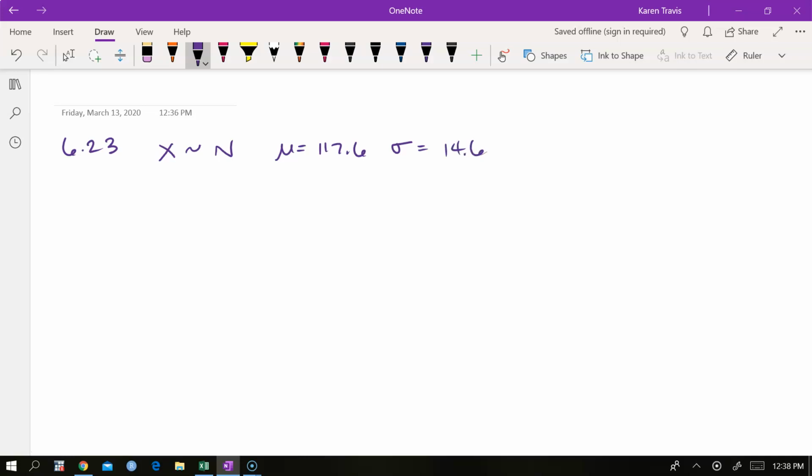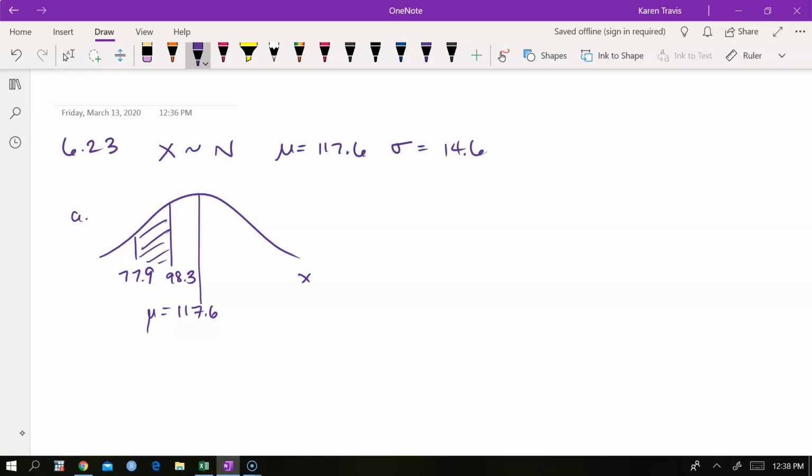So question A asks, find the probability that x is between 77.9 and 98.3. And notice I drew those to the left of the middle because the middle is always the mean, which was 117.6. So I'm trying to find this area. So we need to find two different z-scores, z1 and z2.